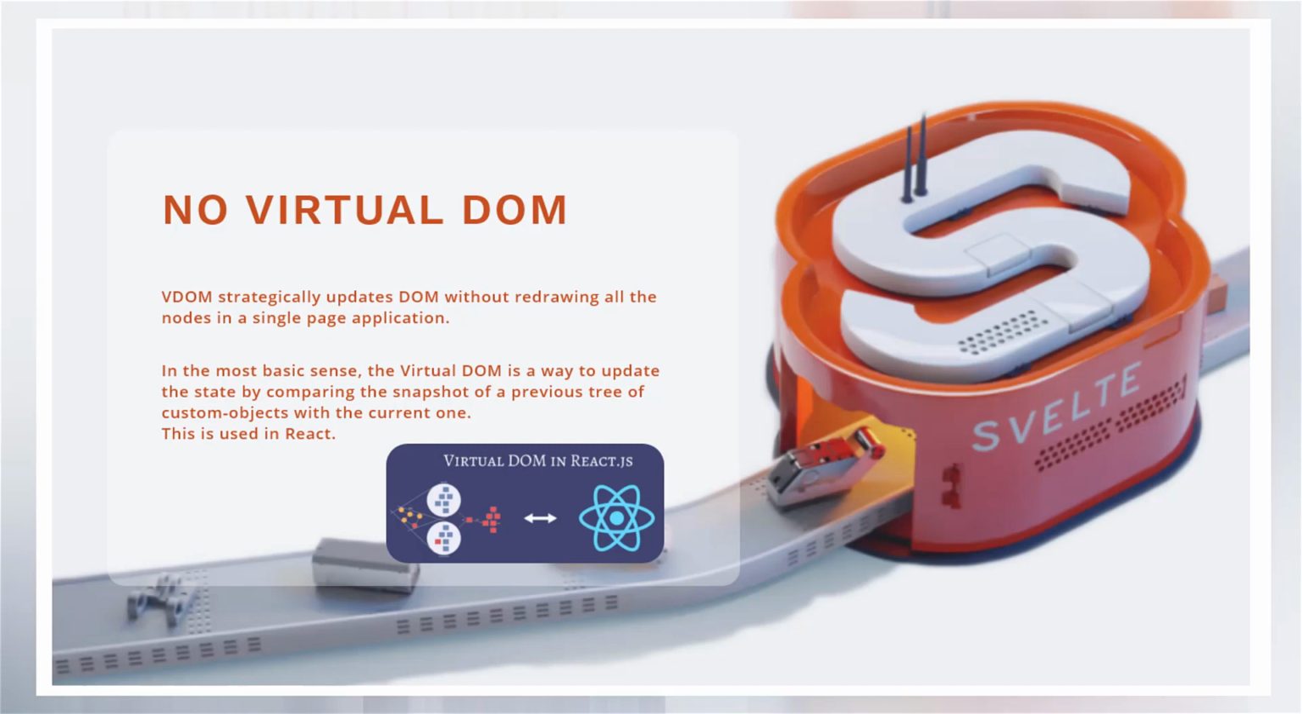In the most basic sense, the virtual DOM is a way to update the state by comparing the snapshot of a previous tree or custom object with the current one. It's used in React.js as well as Vue.js. But in Svelte, there is nothing like a virtual DOM. You just get what you input, and it's just pure JavaScript.